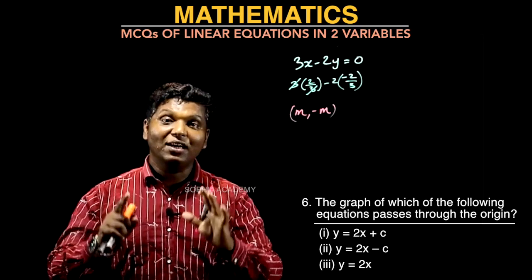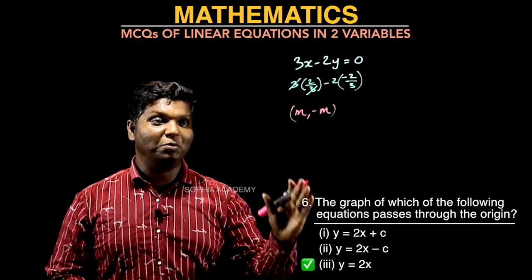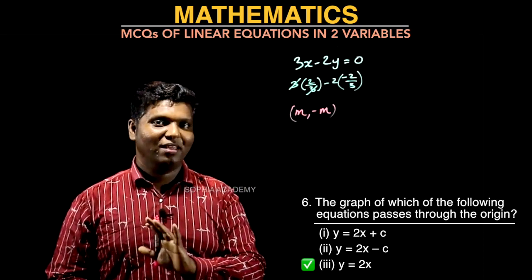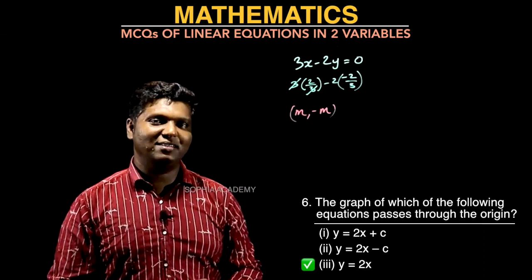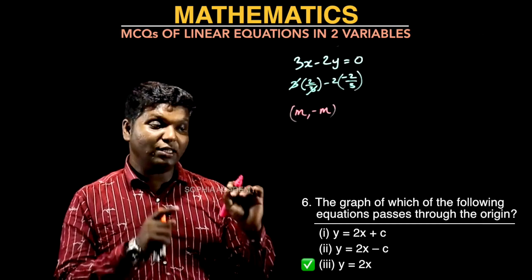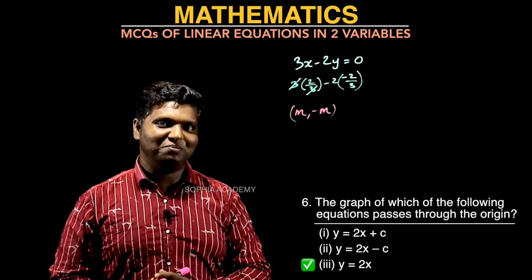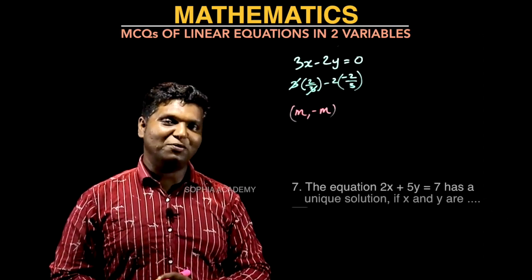So we can say that definitely this is the correct option, because that is the point which is going to pass through the origin (0, 0). Like this, just imagine that in your mind. Just think about that one and try to substitute the values which are given there. That's the only thing which you have to do. Is it clear?